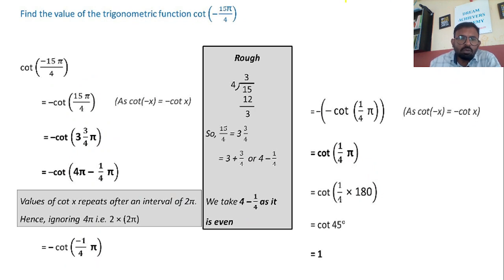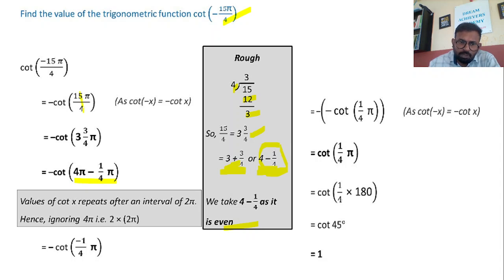Next, one more problem, finding the value of the trigonometric function cot of minus 15 pi by 4. In the same way you can solve it. Divide the 15 by 4: 3 fours are 12 and the remainder will be 3. So I can write that as 3 3 by 4, or 3 plus 3 by 4, or 4 minus 1 by 4. Which one will I take? The positive, even number.